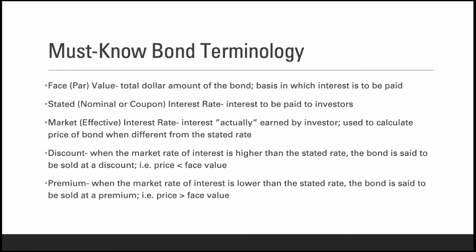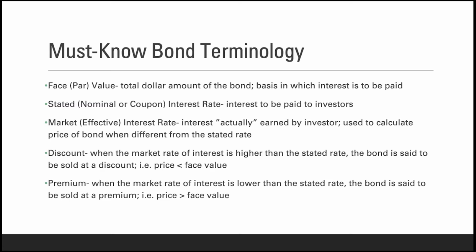In order to understand the basics surrounding bonds and in order to answer questions relating to bonds, here's some must-know terminology. First, we have face or par value. This is just the total dollar amount of the bond. It's the basis on which the interest is to be paid out. Next is the stated interest rate, also called the nominal or coupon interest rate, just the actual interest that's to be paid out to investors.